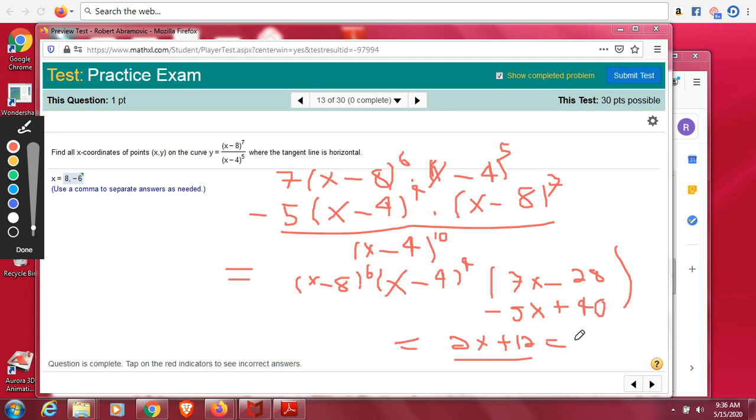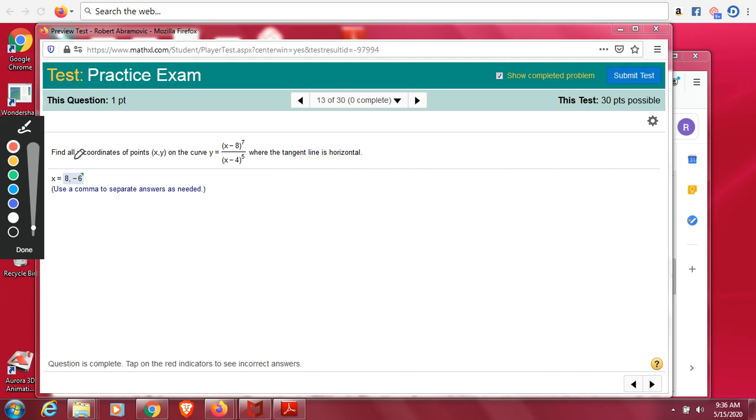And we set this term equal to 0, so we can see x minus 8 is equal to 0. x minus 4 is equal to 0 too, but remember we have x minus 4 to the 10th power in the denominator, so those terms are going to cancel. We're really left with x minus 4 to the 6th power in the denominator. 2x plus 12 is 0. That means x equals negative 6 is another input value where y prime is equal to 0, or equivalently where the tangent line is horizontal. And these are our two values: x is equal to 8 and x is equal to negative 6.